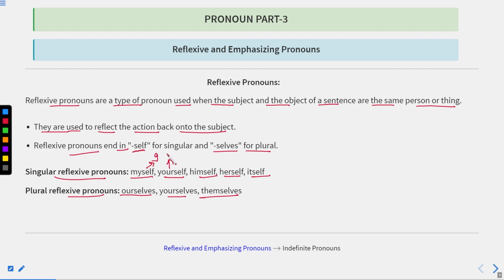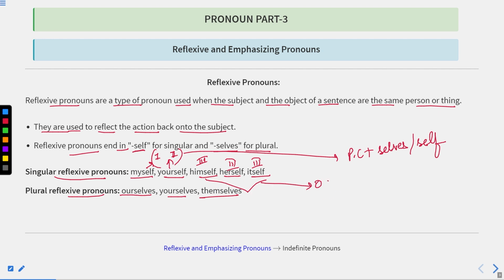Yourself is the reflexive case of second person. Okay, so this is first person, this is second person. Himself is actually third person, herself is also third person, and itself is also third person. So for first and second person we are using a possessive case, and after that self or selves word. And if we talk about third person, we write objective case plus self or selves word.